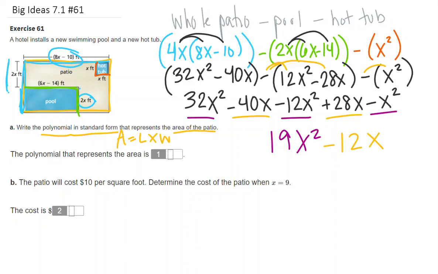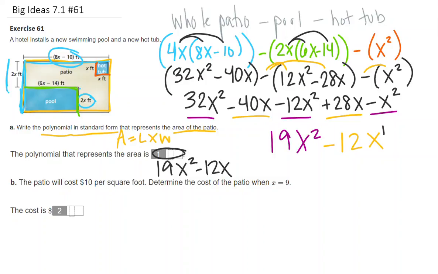This is in standard form because I have decreasing exponents. Remember, we have that implied 1 right there. So it's really negative 12x to the first power. So it's already in standard form. And so in this little answer box, you're going to write 19x squared minus 12x.